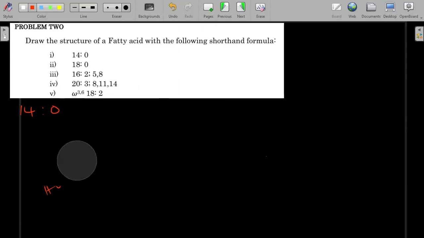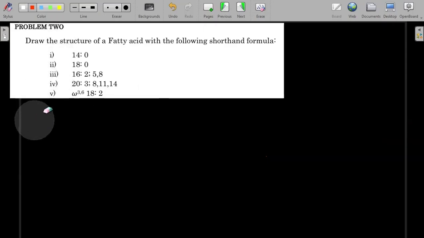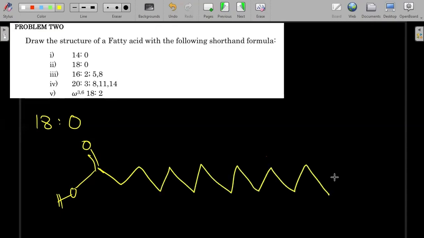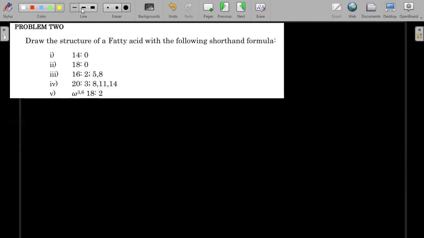We go to the second one. So the second one has said they have, okay, 18:0. Okay, so we have OH there, and then O. So this is our carbon 1, 2, 3, 4, 5, 6, 7, 8, 9, 10, 11, 12, 13, 14, 15, 16, 17, 18. So this is the structure for 18:0. Right, so it's very simple, guys. So let's draw the other one.